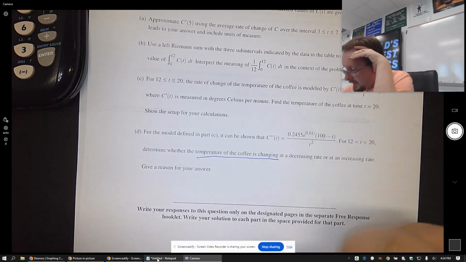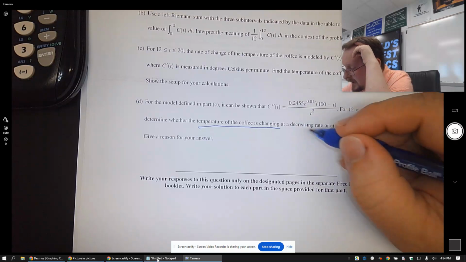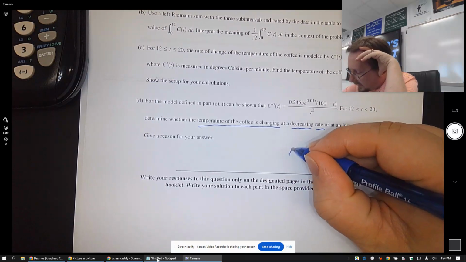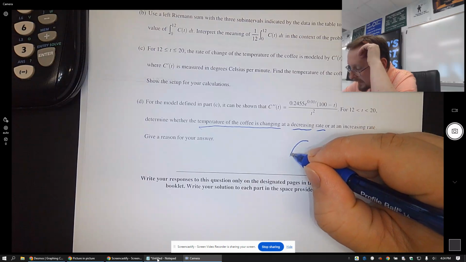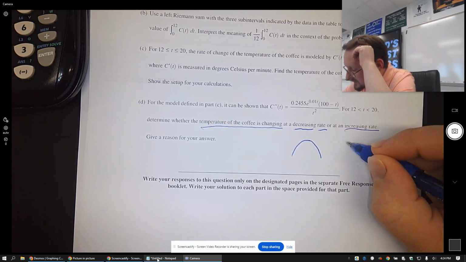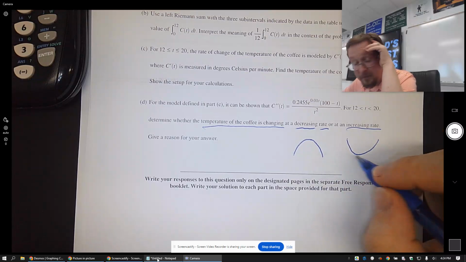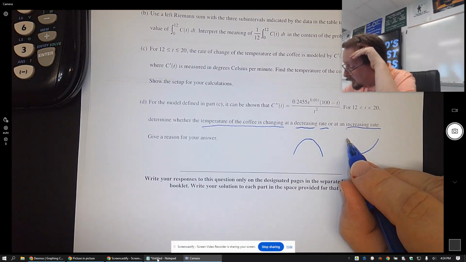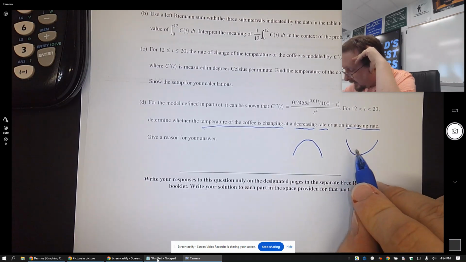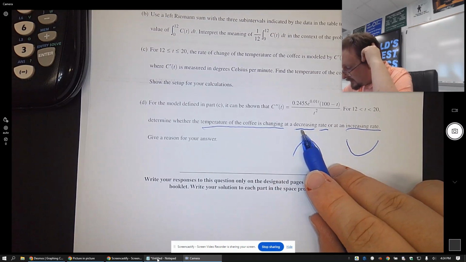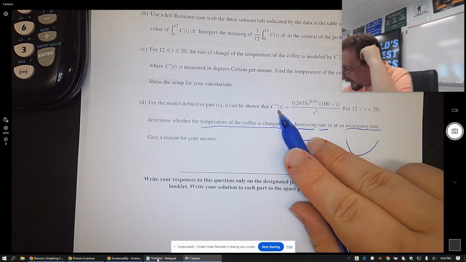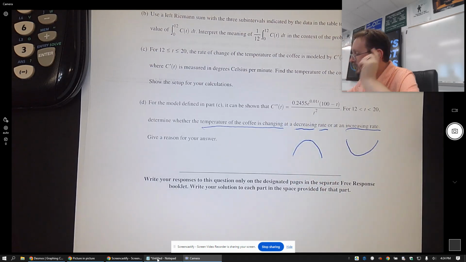So, if the temperature is changing at a decreasing rate, what do decreasing rates look like? They look like this. The rate, which is the slope, is getting less, less, less positive or more, more, more negative. And an increasing rate looks like any part of this. It doesn't have to be the whole thing. Getting less negative or more positive, that's an increasing rate. So that looks at the concavity. So I'm going to say the decreasing rate is if the second derivative is negative, and the increasing rate is if the second derivative is positive.